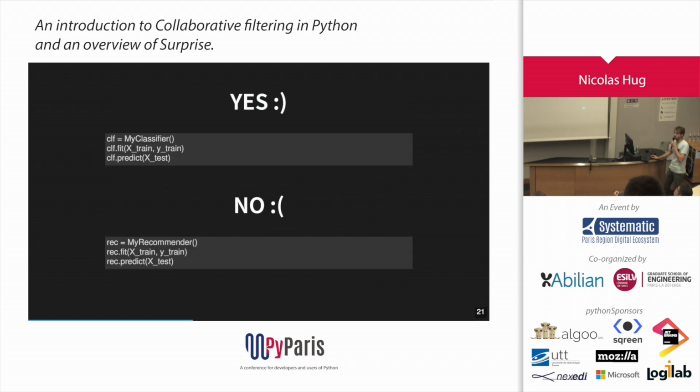So if you do classification, yeah, you can use scikit-learn, there's no problem. You can define your classifier, fit some data to some dependent variable, and then predict some stuff. With a recommendation problem, you can't do that. You can try, it won't work very efficiently.